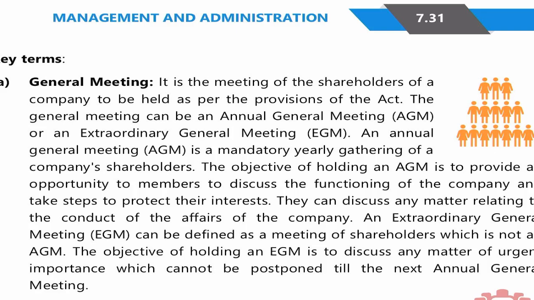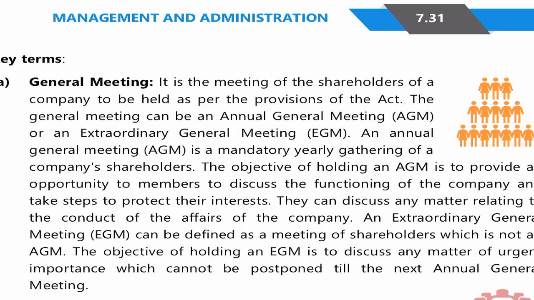An EGM can be defined as a meeting of shareholders which is not an AGM. The objective of holding an EGM is to discuss any matter of urgent importance which cannot be postponed till the next AGM. An AGM happens once a year; if there is an urgent decision to take, an EGM is held.